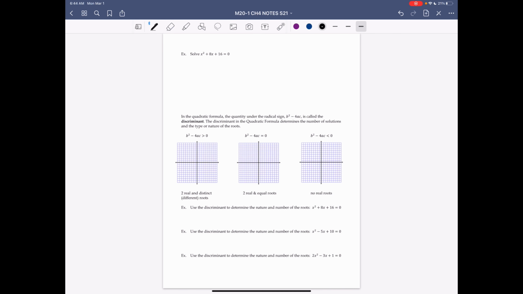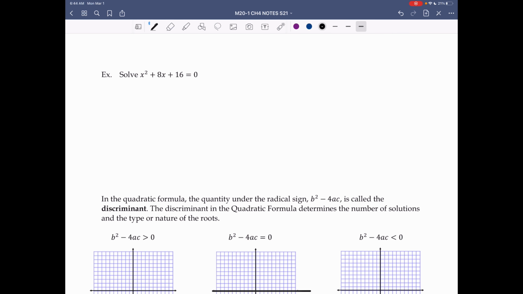Example, solve x squared plus 8x plus 16 equals 0. Let's figure out our a, b, and c values. A equals 1, we have 1x squared. B is 8, since we have positive 8x. And c, the constant term, is 16. Write down the quadratic formula. X equals negative b plus minus the square root of b squared minus 4 times a times c, all divided by 2 times a.